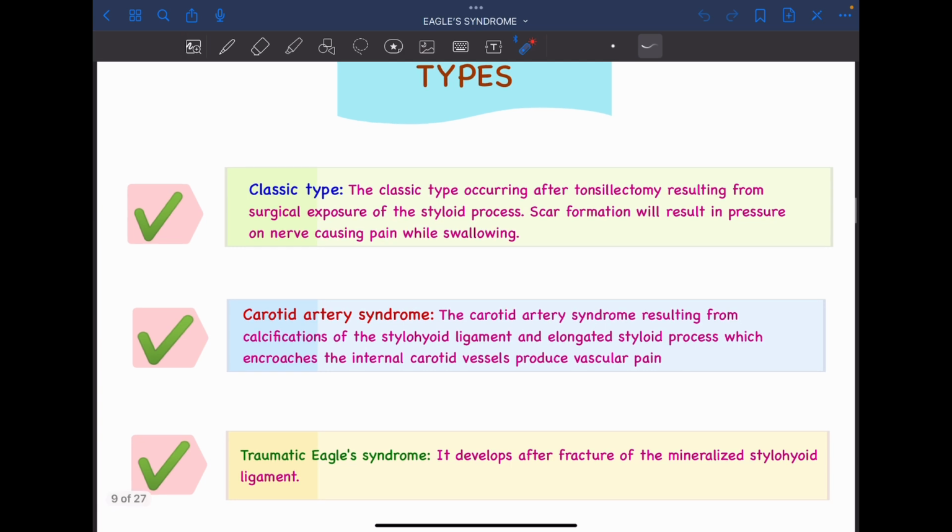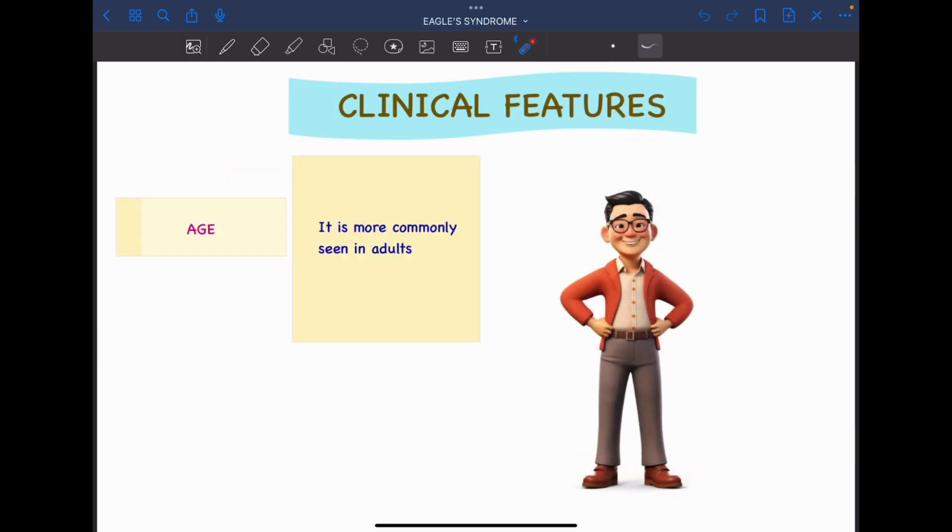Then the last one is the traumatic Eagle syndrome, right? The word trauma, so here definitely a fracture element is present, right? It develops after fracture of the mineralized styloid ligament, right? This is common in the elderly population. Whenever the styloid ligament is already calcified, suppose, and there is any blunt trauma, then there is a direct fracture of the styloid process leading to traumatic Eagle syndrome. Now let's move on to the clinical features, right?